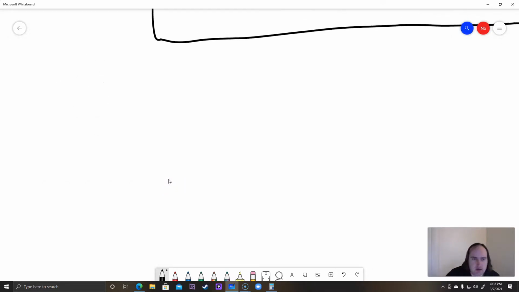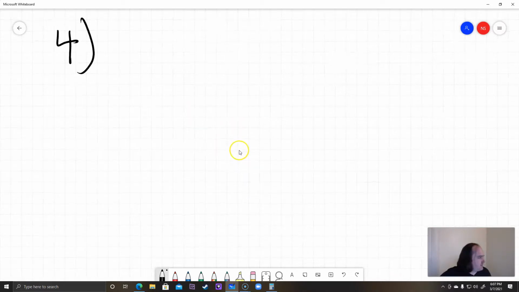Okay, zooming back in here and doing problem number 4. For this one, we have a square root. Uh-oh, everyone hates square roots, don't they?